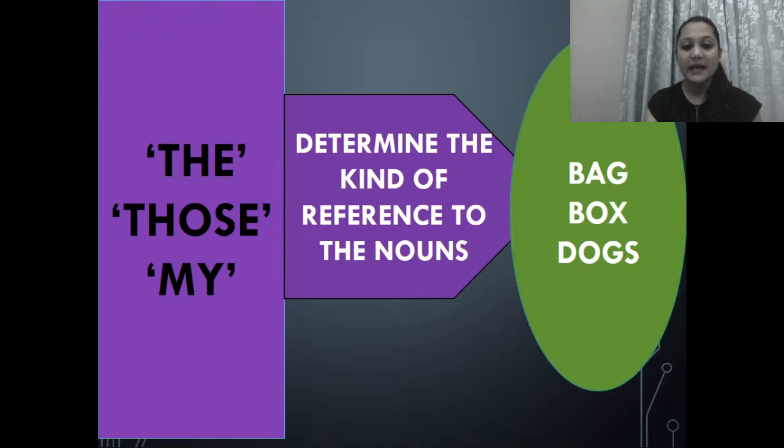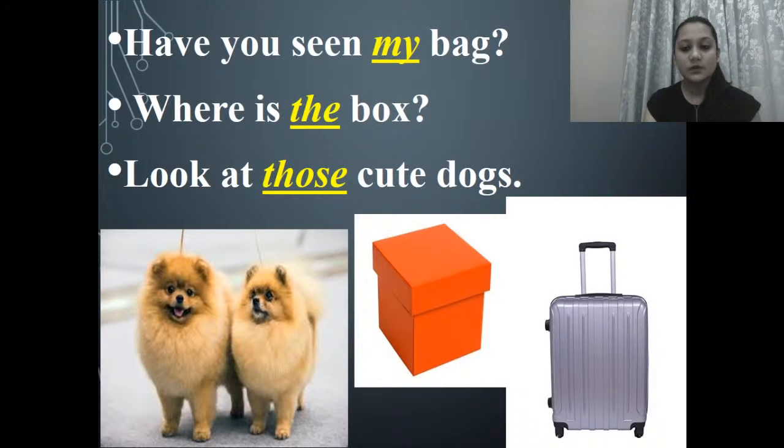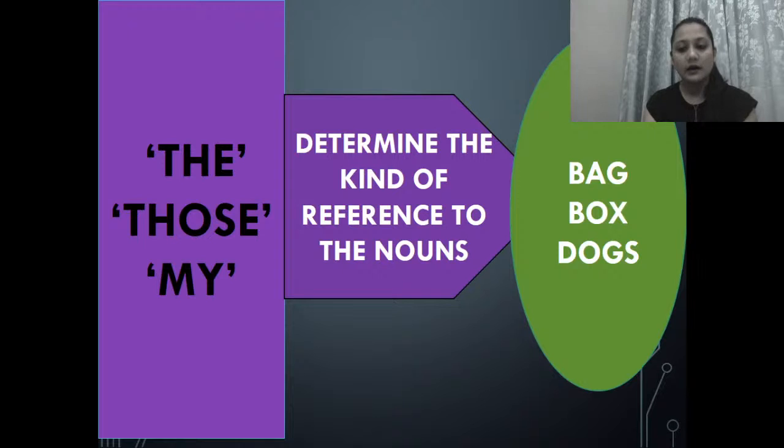So in the previous example, the nouns were bag, box, and dogs. Okay, remove cute from there for the time being because that is an adjective. I will tell you how before adjectives also we can use determiners, but for the time being, let's just check out the two examples. Have you seen my bag? Where is the box? Right? So my and the are determiners, right? It signifies what we are talking about. It is specifically talking about the nouns. Bag, box, and dogs are nouns.